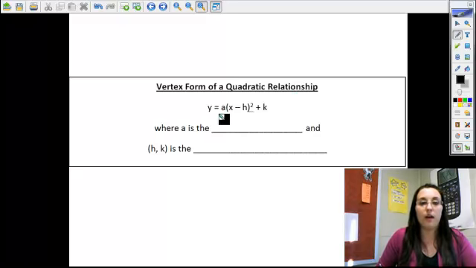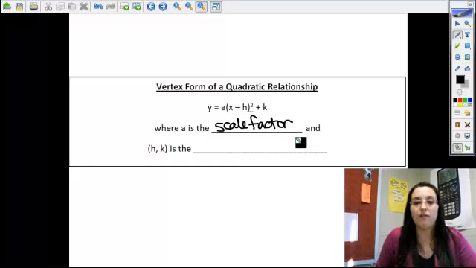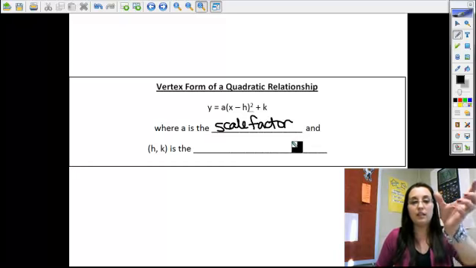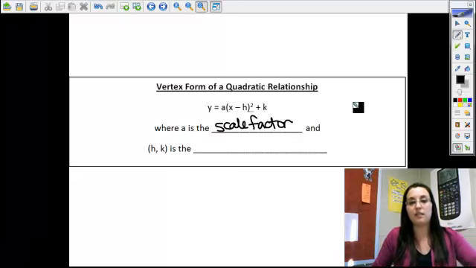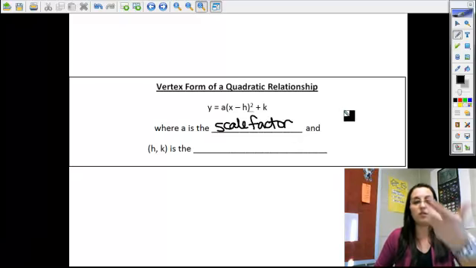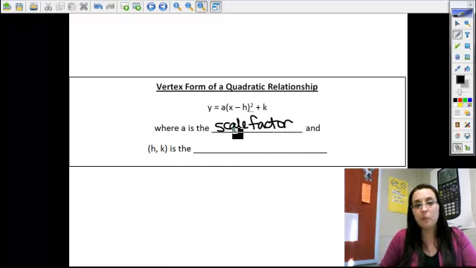It's in this form, y equals a times x minus h squared plus k. A is the scale factor. We've talked about that before. That means if it's being stretched or if it's being shrunk, and if it's negative, you know that it's reflected over the x-axis. If it's positive, you know that it's just an upwards facing parabola. And then (h, k) is the vertex.